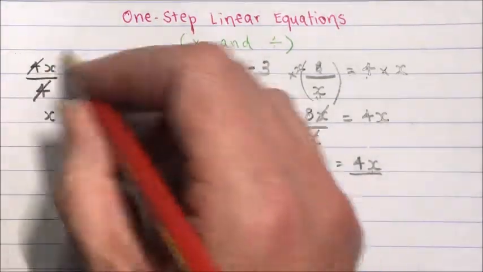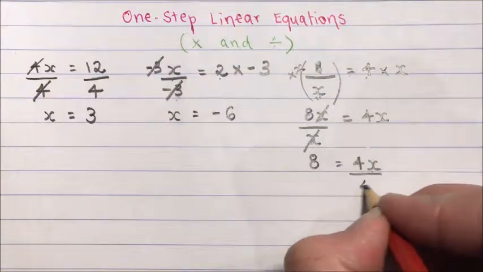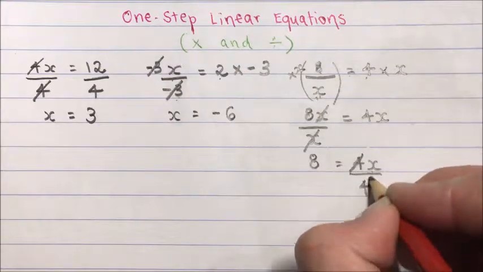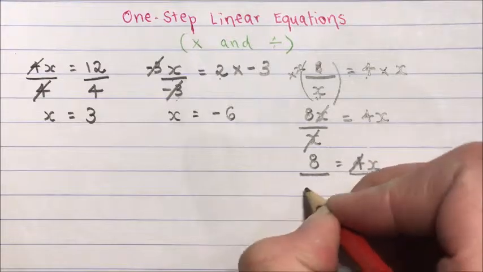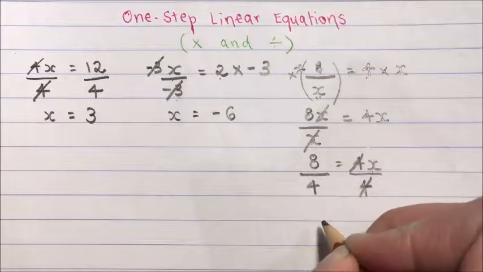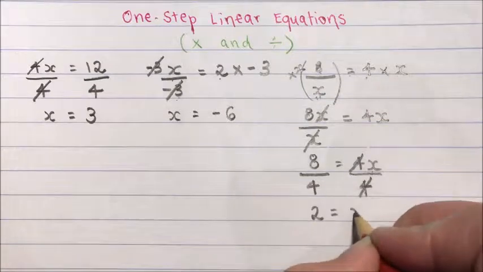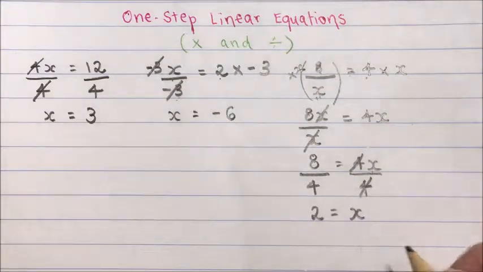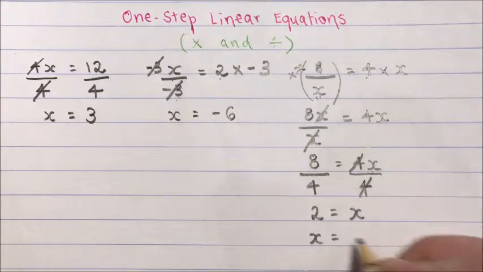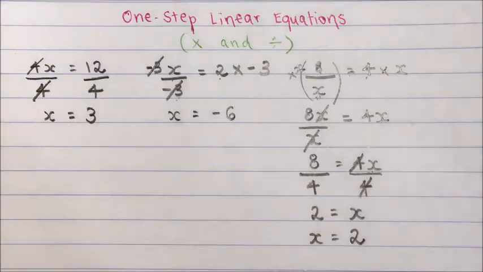So just like I did over here, I'm going to divide this one by 4 to cancel them out. And I'm going to divide this one by 4. So I get 2 and x. But in order to put my answer in appropriate formatting, let's swap it around. x equals 2. Now I've adhered to the conventions.